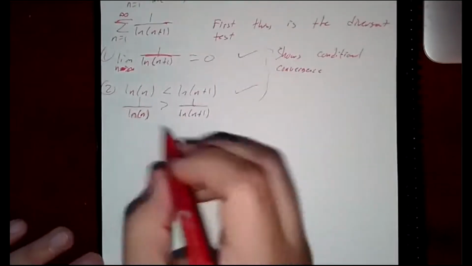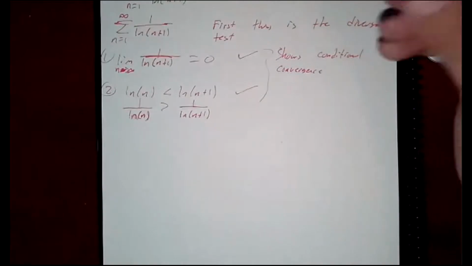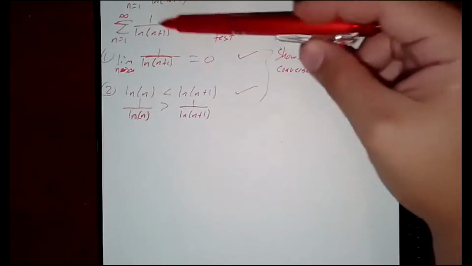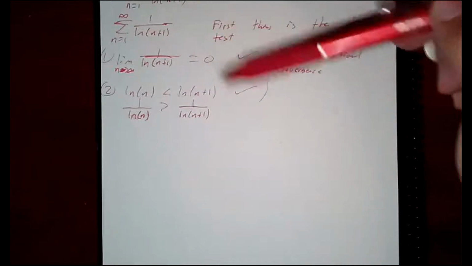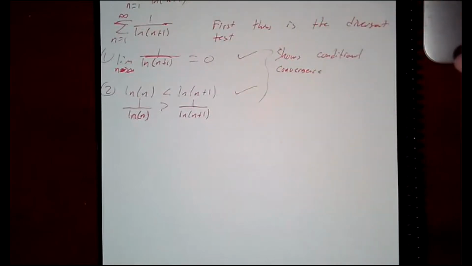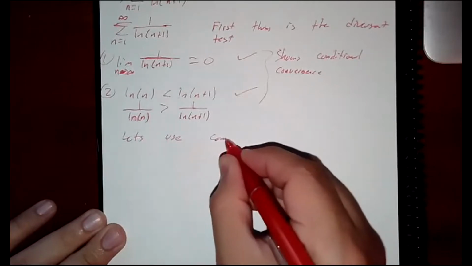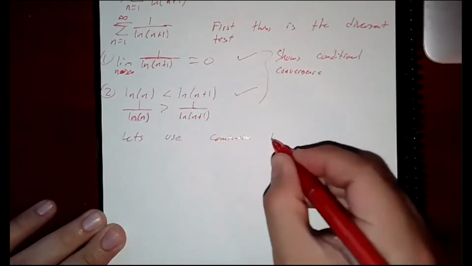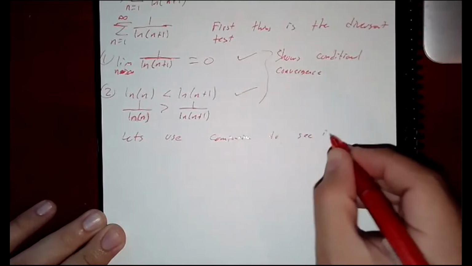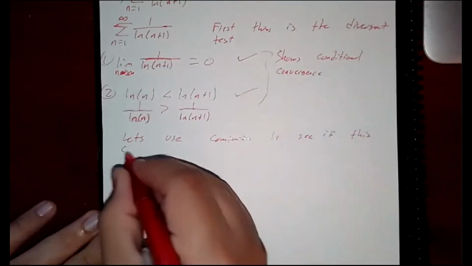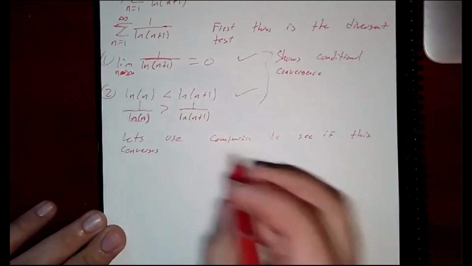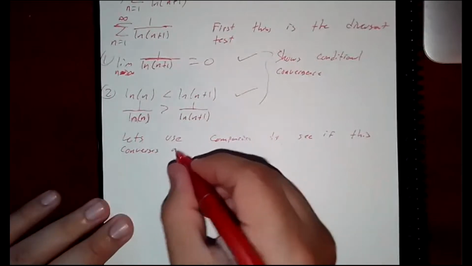Okay, so a good trick to remember is when you see ln as part of your sequence or the series, the one you want to use most of the time is going to be the comparison test. But the trick is, what do you compare it to? And you choose 1 over n. So let's use the comparison test to see if this converges absolutely.